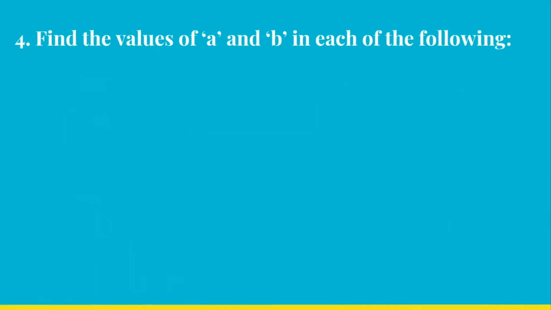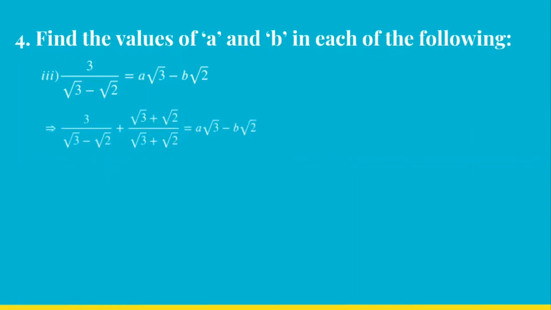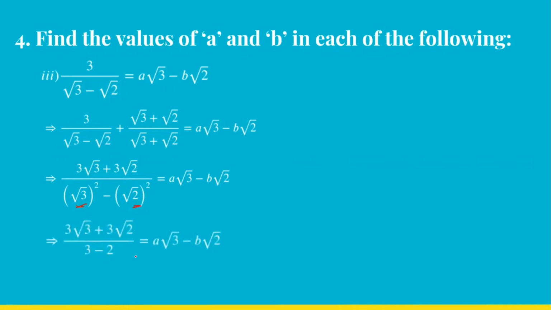Got it? Find the values of a and b again in this question. So rationalize the denominator, children. Root 3 plus root 2 would be the rationalizing factor, multiply. So 3 multiplied by root 3 plus root 2 in the numerator, and 3 multiplied by root 3 is going to be 3 root 3. In the denominator, a minus b into a plus b is a square minus b square, so root 3 square is 3 and root 2 square is 2. So you get 3 minus 2 is 1. When you simplify, you get 3 root 3 plus 3 root 2.